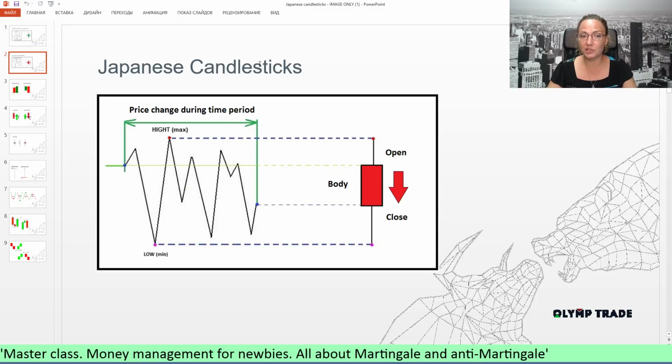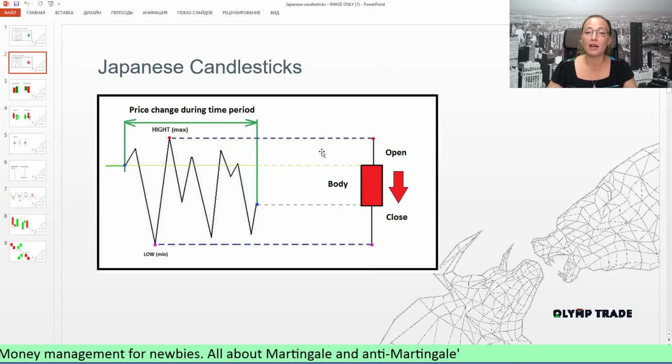We have the same situation on a bearish Japanese candlestick. So basically, since the candle is moving down, this is our opening price. This is our closing price. This is the max that the price reached, and this is the low that the price has reached.